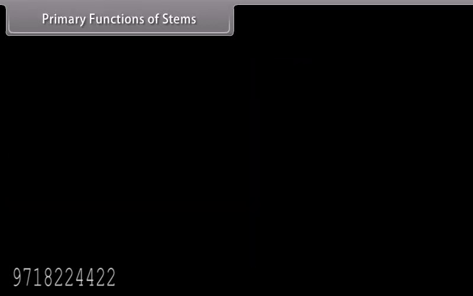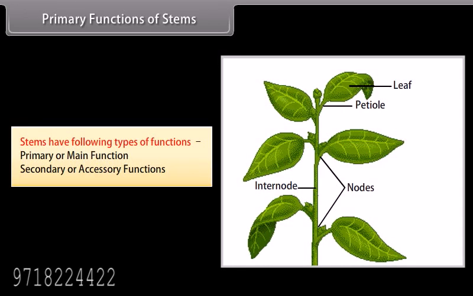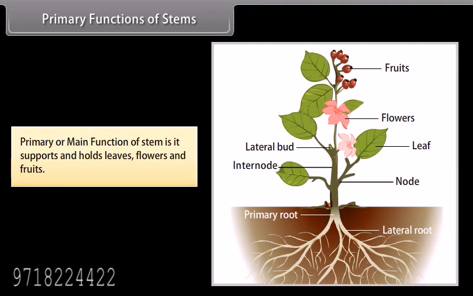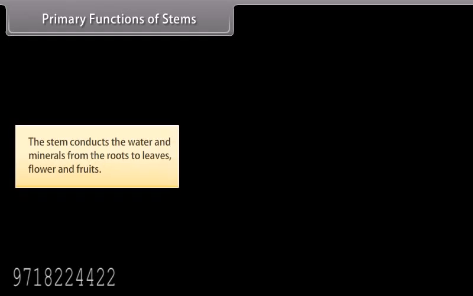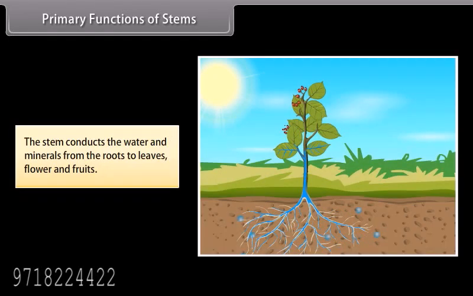Primary functions of stems. Stems have the following types of functions: primary or main function, secondary or accessory functions. Primary or main function of stem: it supports and holds leaves, flowers, and fruits. The stem conducts the water and minerals from the roots to leaves, flowers, and fruits.